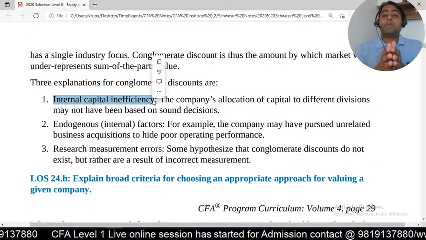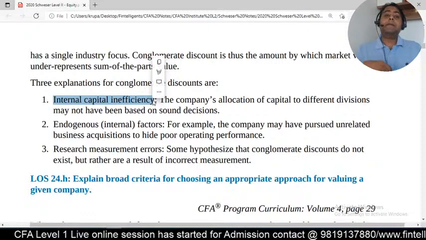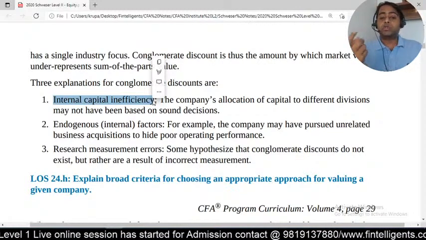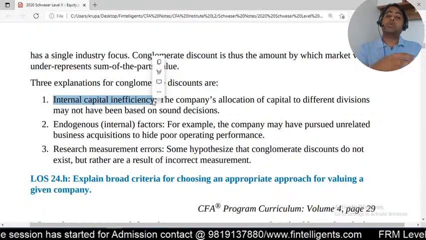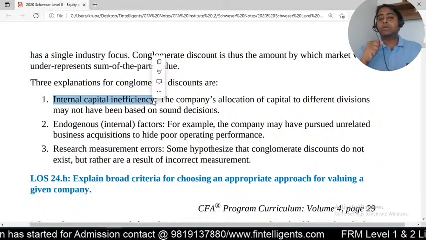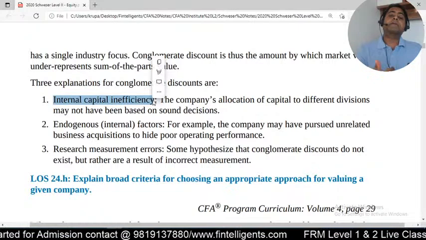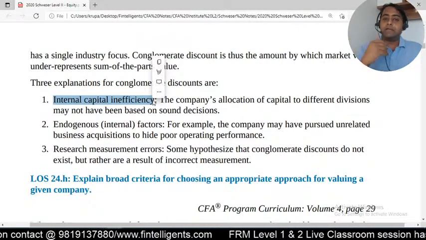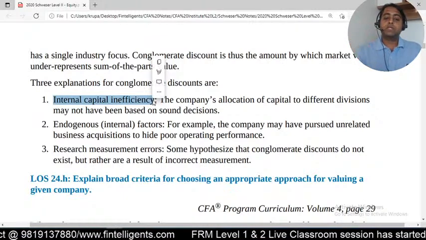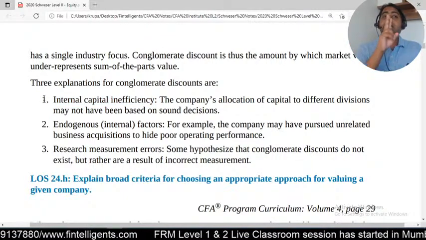Why? Because we are operating in different businesses, the capital allocation will be very slow, since within each business there are so many different departments. It might be possible that the company takes a lot of incorrect decisions while employing its capital. That is one reason. Second is the endogenous factor.